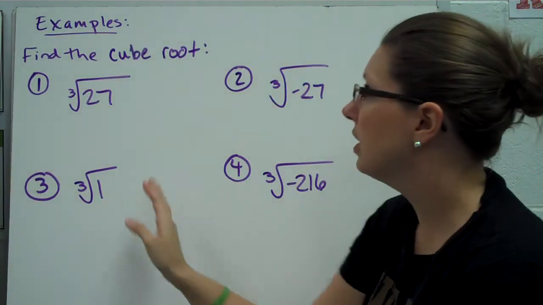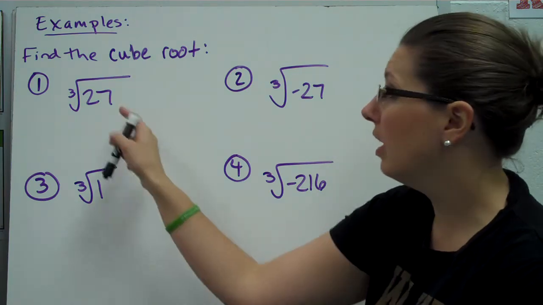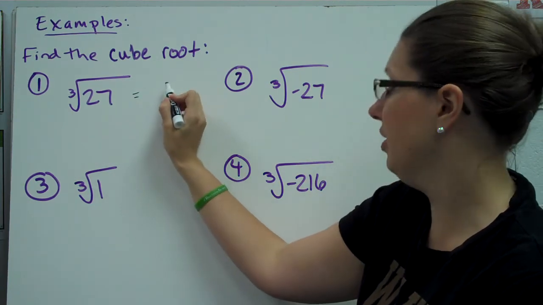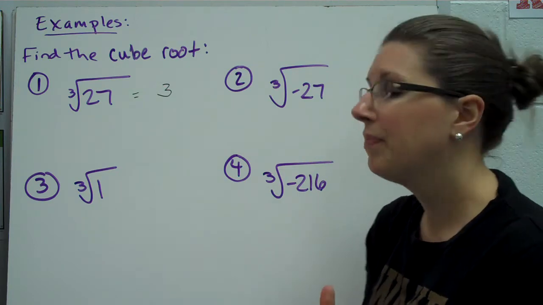So we have some examples here. Find the cube root. So basically, what times itself 3 times gives us positive 27? The answer to that is 3. 3 times 3 times 3 is 27.